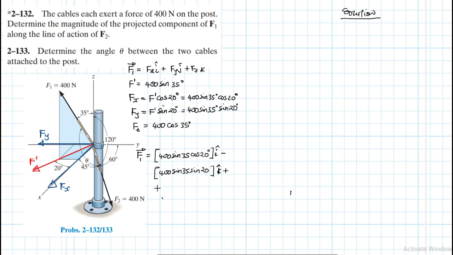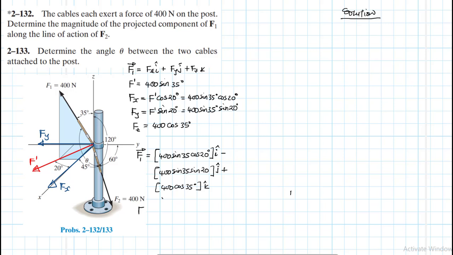It is just 400 cos 35. Sorry, this one is i, then j plus k. All right, so that is the components of force vector F1. So we just need to simplify it now.